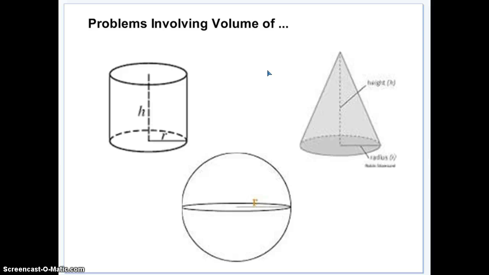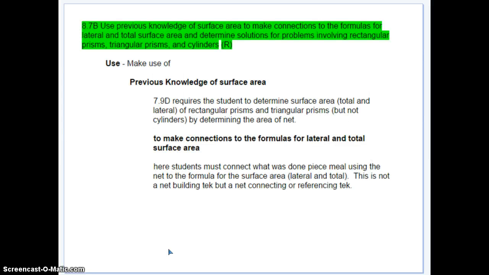And now the second of the 2 readiness standards, to use previous knowledge of surface area to make connections to the formulas for lateral and total surface area and determine solutions for problems involving rectangular prisms, triangular prisms, and cylinders.